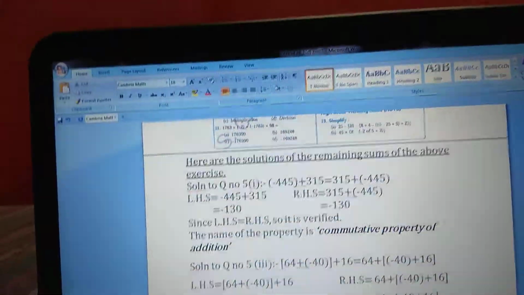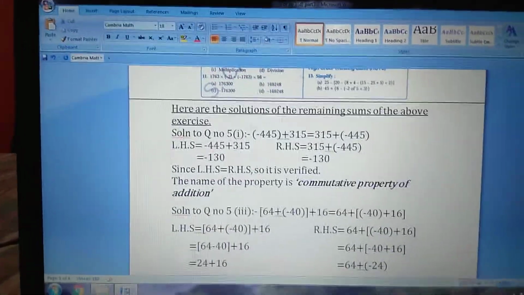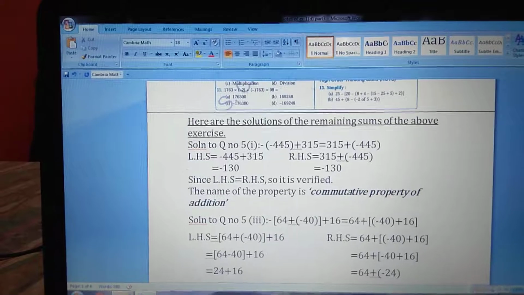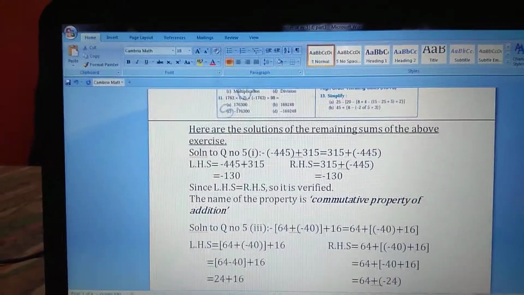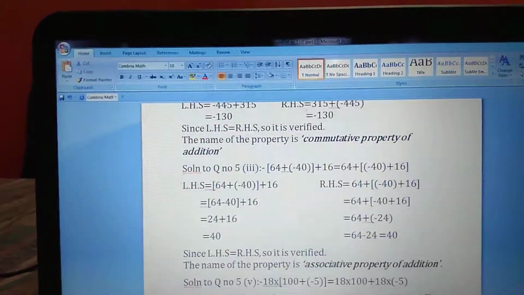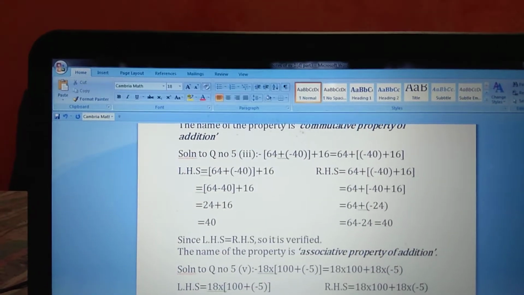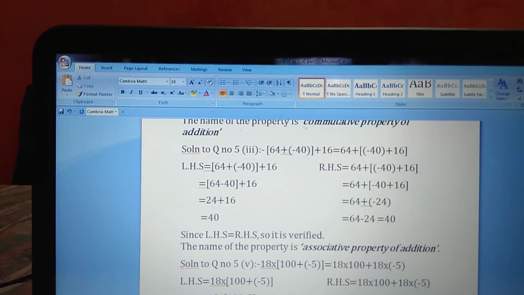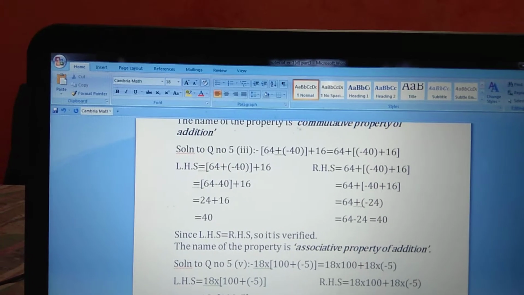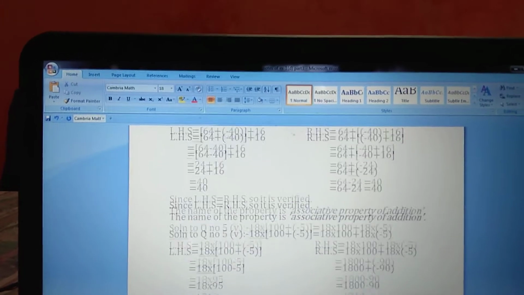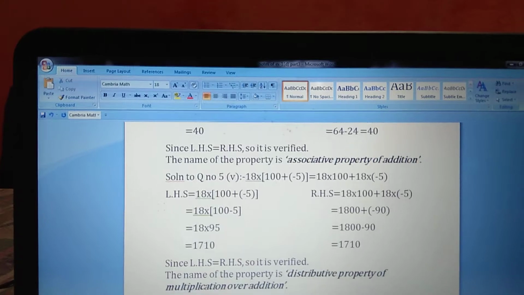Now let's go to question number 3. In question number 3, again the same rule we have followed. Here what property is used? Associative property of addition. So we have to write the name in full. Then let's go to question number 5, subdivision number 5.